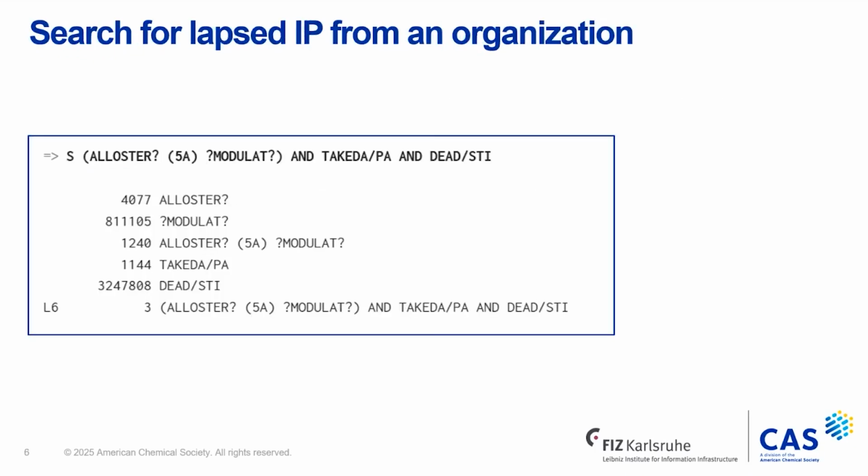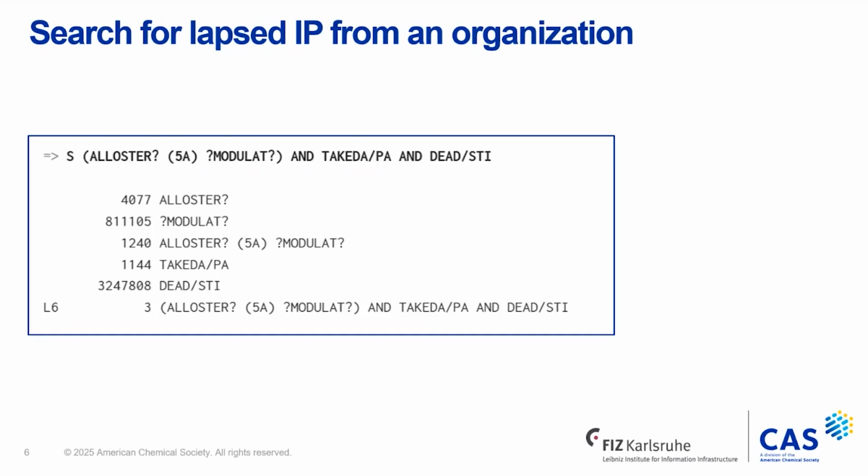We can use this in a couple of different ways. One of the ways is to find specifically lapsed IP from an organization. I did a basic keyword search for allosteric modulators and put in a patent assignee to link those to. Notice when I say and dead/STI, that will bring back only those documents with these keywords assigned to this patent assignee that have been indicated as no longer in force, meaning only those that have expired or lapsed.